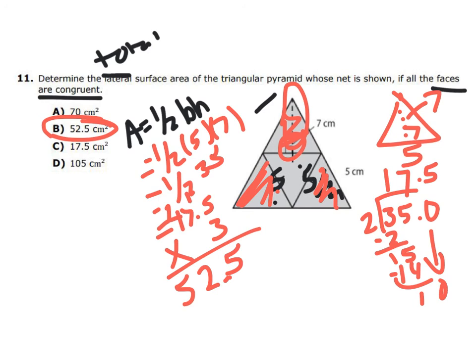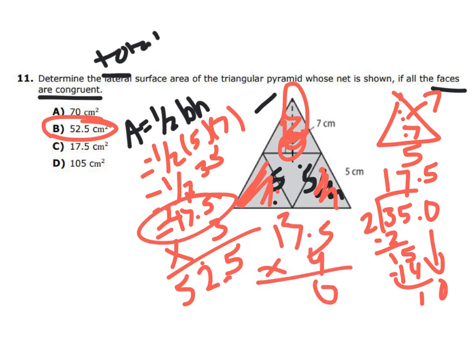Now if you're choosing to do total, if you had me or Miss Solis, then you would still take 17.5 and multiply it by 4, and then you get 70, which would be A. So either one of those two are correct depending on who you have.